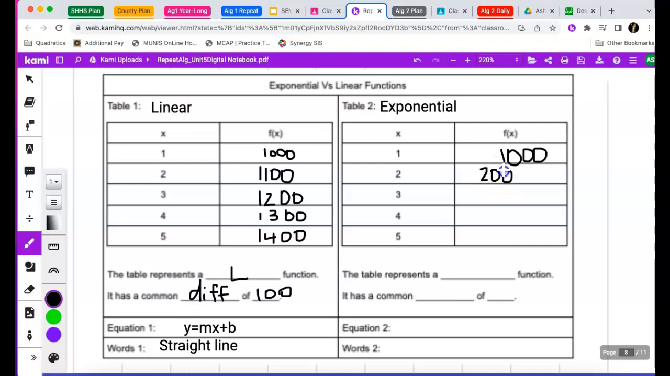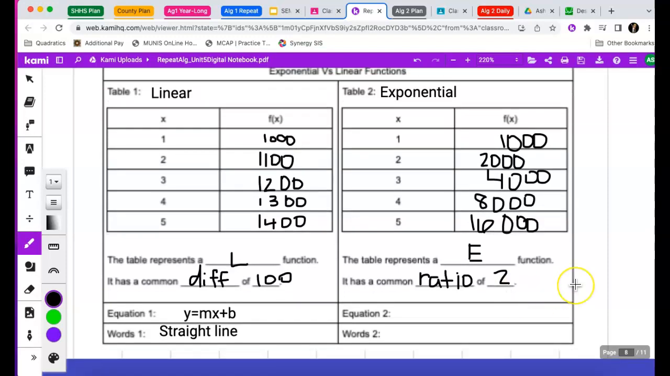So then that would mean that the next value would be 2,000. And then if we multiply that by 2, the next value would be 4,000. And then we keep multiplying by 2, and that gives us the data of our exponential function. So the table represents an exponential function because it has a common ratio, meaning we're multiplying by the same number each time, of 2. So the number that we're multiplying by each time is 2.